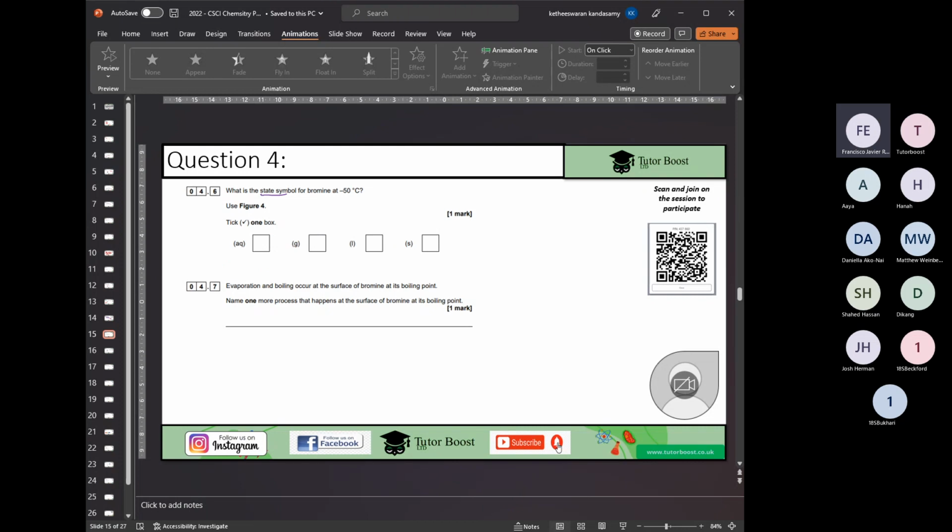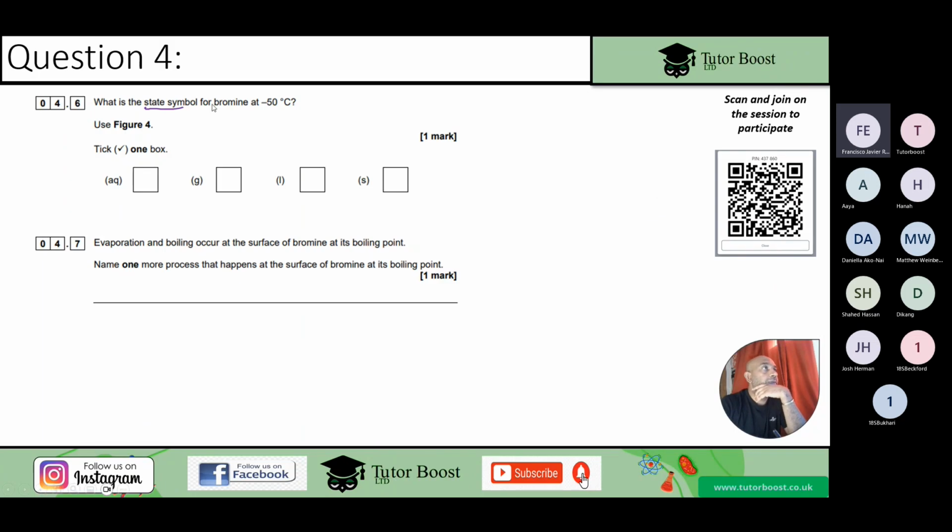For 4.7, you need to name one more process that happens at the surface of bromine at its boiling point. Yes, a couple of mistakes in one or two of yours. So if it's melting at -50, once it melts, it would turn into a liquid. Sorry, remember the melting point of bromine was -10 degrees Celsius. So at -10 degrees, it is melting to become a liquid. At -50, it should be a solid.